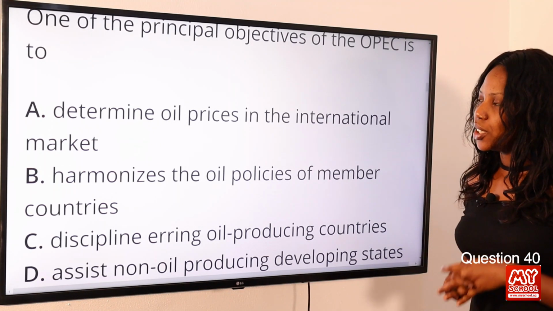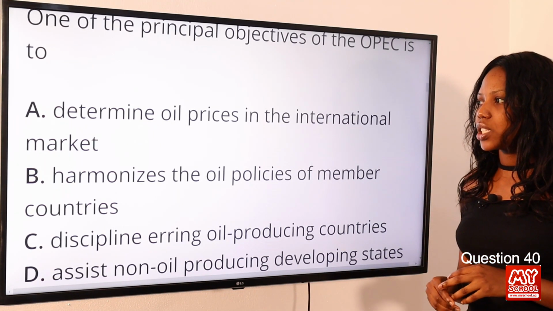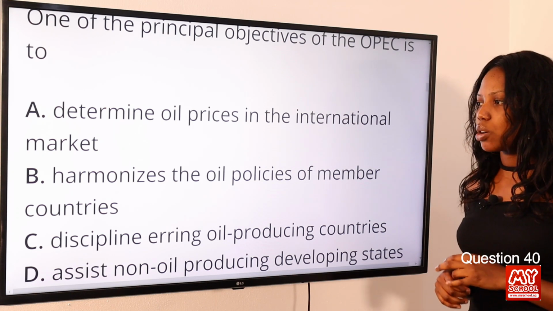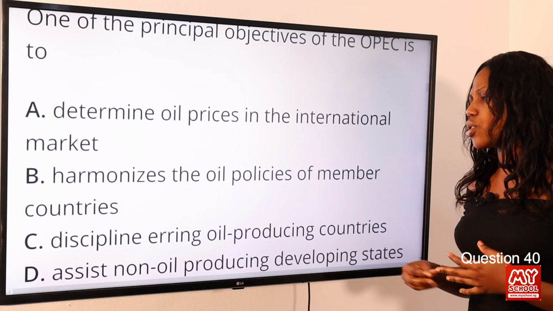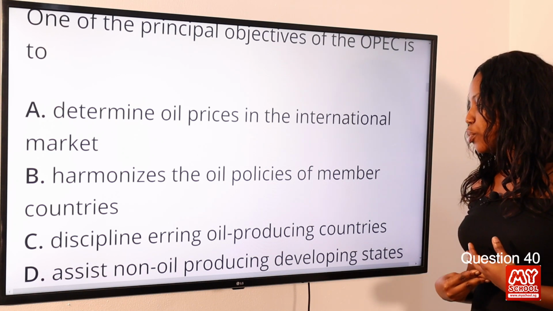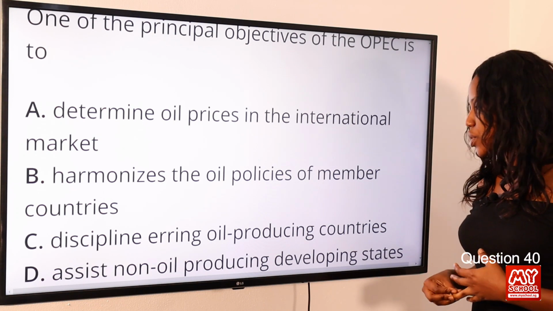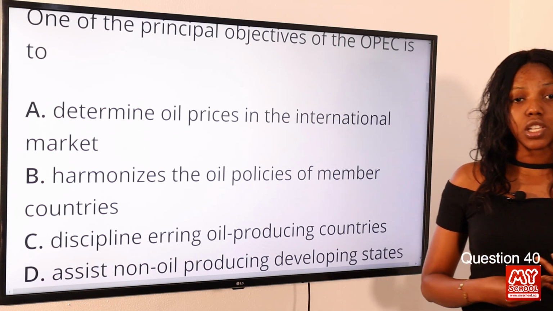Question 40. One of the principal objectives of OPEC is to, option A, determine oil prices in the international market. Option B, harmonize the oil policies of member countries. Option C, discipline erring oil producing countries. Option D, assist non-oil producing developing states. The answer to this question is option B.